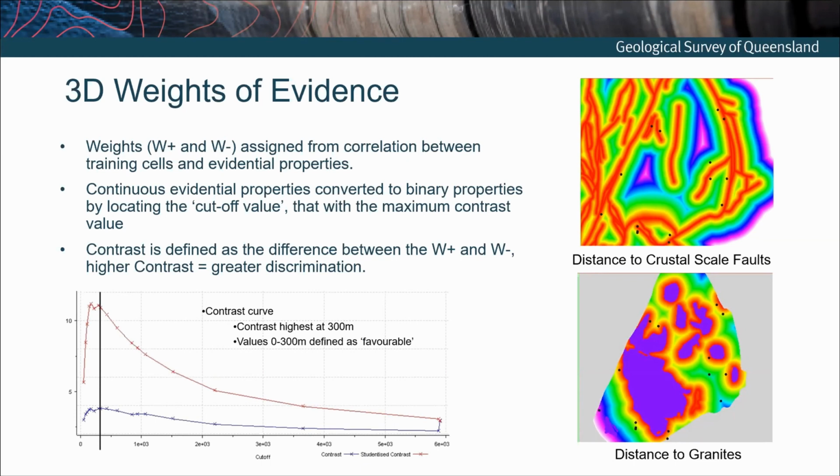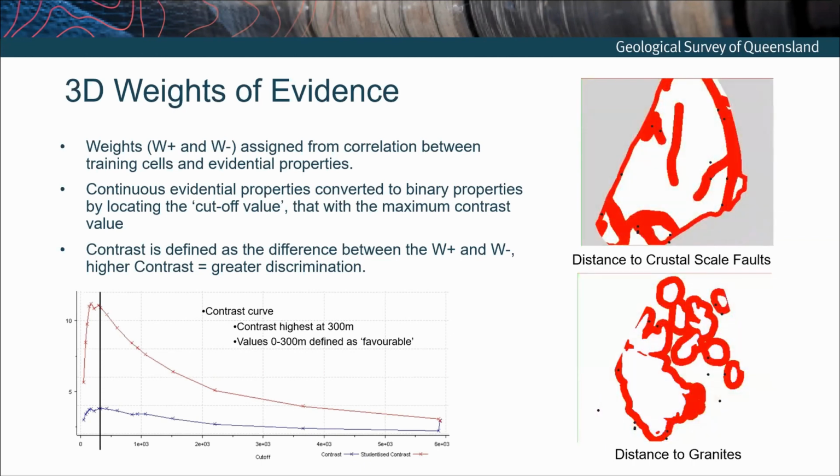So on the right-hand side of my slide, you can see we have distance to crustal scale faults, also distance to granite. And then down the bottom, there's a curve, and the contrast is highest at 300 meters. So therefore, the values between 0 and 300 meters are defined as favorable. And as you can see, that then defines the areas of highest prospectivity.